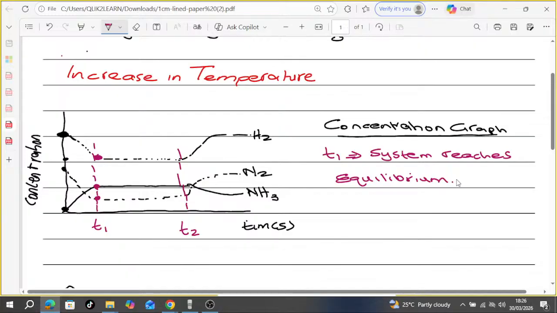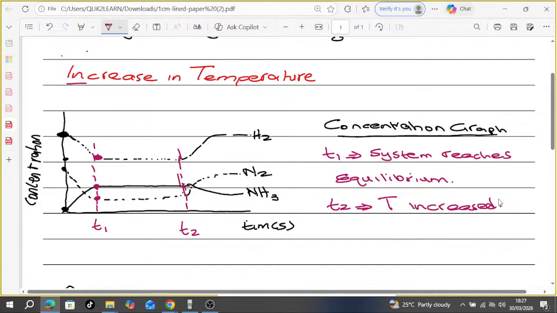So now, what is going on at T2? Look at this T2. What is going on at T2? Basically, equilibrium stops. It stops moving at equilibrium. Then, what is going on? The temperature is increased at T2. Can you see that? Yes. So at T2, the temperature is increased. Are you happy with that? Yes, I am.